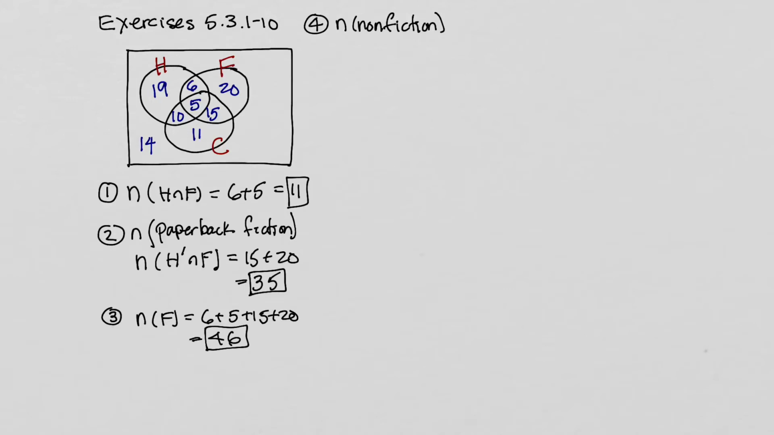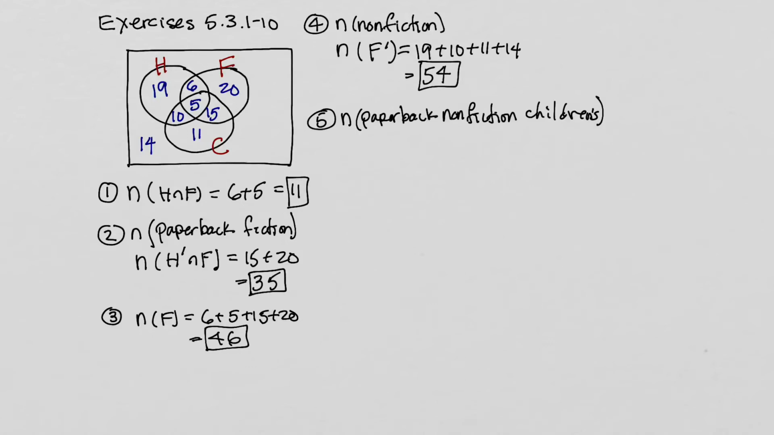Now, problem number 4 asks us how many of these books are non-fiction. So non-fiction, this is going to be all the books that are, let's say, outside of fiction. So we're looking for everything that's outside of this set, everything outside of here. So let's count those up. So this is going to equal, now all I have to do is start counting here and out here. So the order doesn't matter. So maybe we'll get 19 plus 10 plus 11 plus the 14. 19 and 10 is 29. 29 and 11 is 40. And 14 more is 54. So 54 nonfiction books.